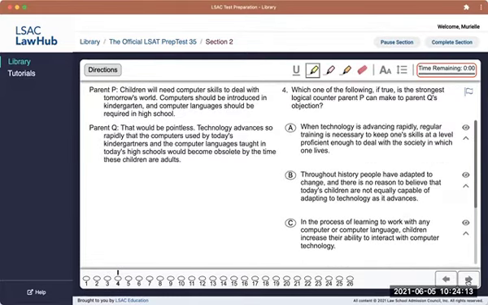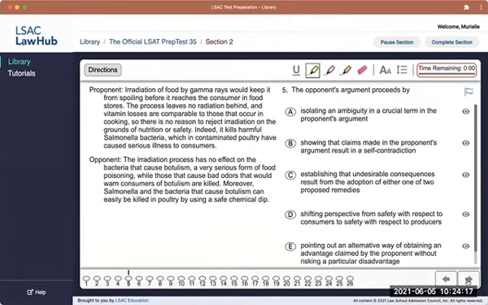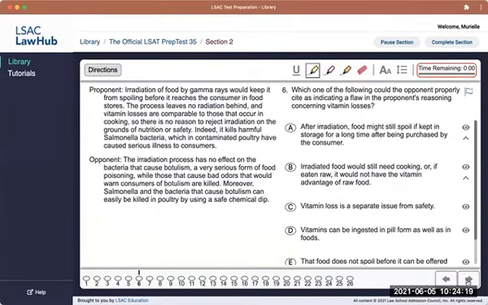Which one of the following, if true, is the strongest logical counter. Okay, so we're countering an argument. You can see that most of the stimuli on the logical reasoning section are arguments, like there are argument-based questions. Here we have reasoning, so again, it's going to be argument-based.